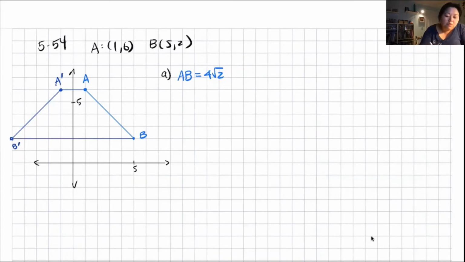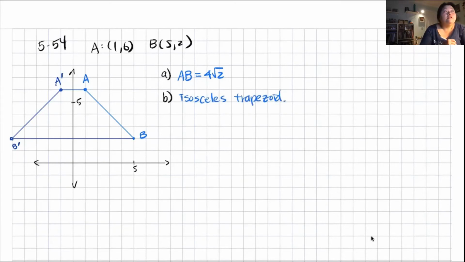And in fact, this is even more specific because you can tell, because it's a reflection, that AB and A prime B prime are the same. This has an even more specific name. This is an isosceles trapezoid because there are 2 congruent sides.